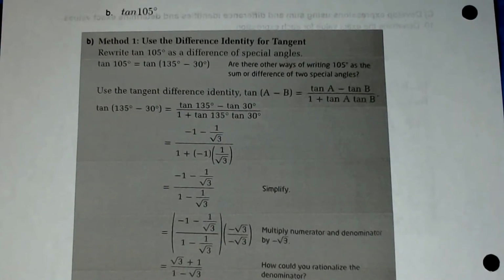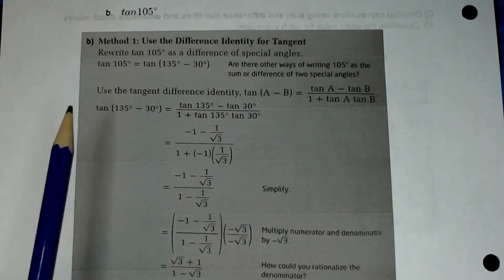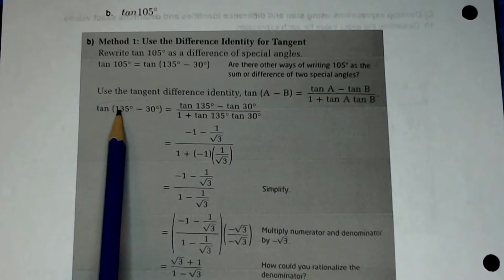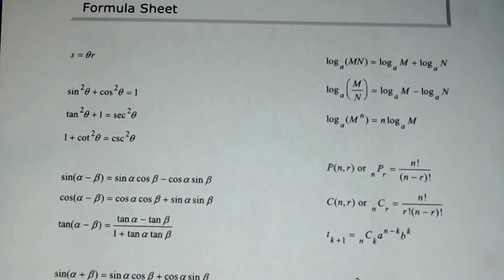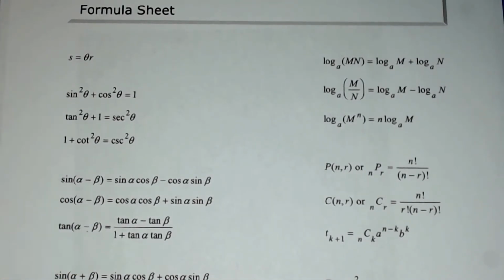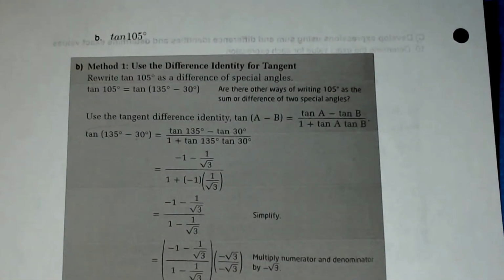I've included two different methods to solve this problem. Both are valid. So method 1, use the difference identity for tangent. So you can rewrite tan 105 as a difference of special angles. So we know 135 and we know 30, or equivalent to 3 pi over 4 and pi over 6. Now, once you have this statement, tan A minus B, you just go to your formula sheet, find that identity, which is right here, and then plug in the values and solve.